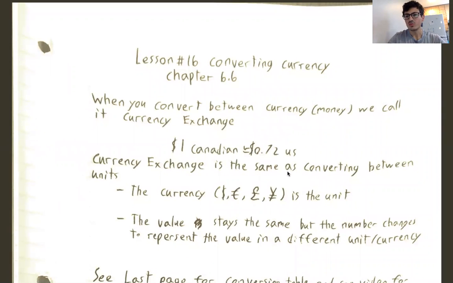Converting between currencies is essentially the same thing as converting between units. So let's say we're going to convert between one Canadian dollar and one US dollar. We have our conversion equation: one Canadian dollar is going to be around 0.72 US dollars. This conversion equation is the same as what you see with 1 meter equals 0.91 yards. So we can do our conversions the same way.